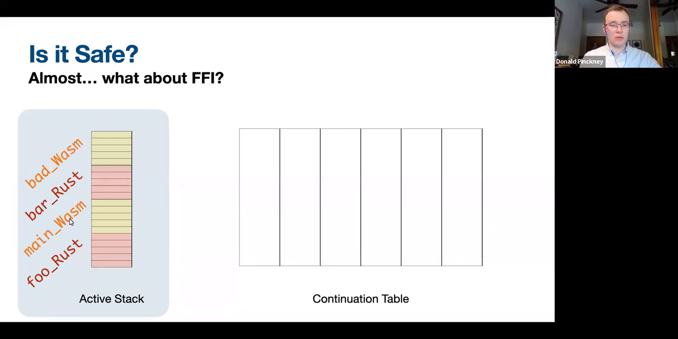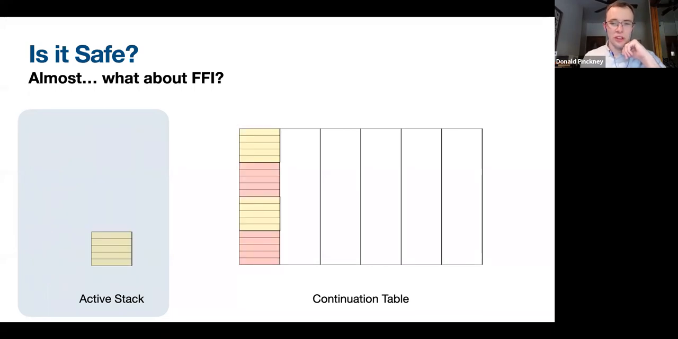So the first thing main Wasm does is call another Rust function, bar Rust. And then let's say that bar Rust calls this function bad Wasm. Okay. So all the yellow ones are the Wasm call frames, stack frames, excuse me. Okay. So what does bad Wasm do now? Well, it's going to do bad things, based on its name at least.